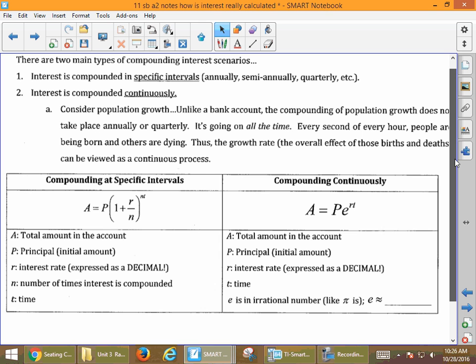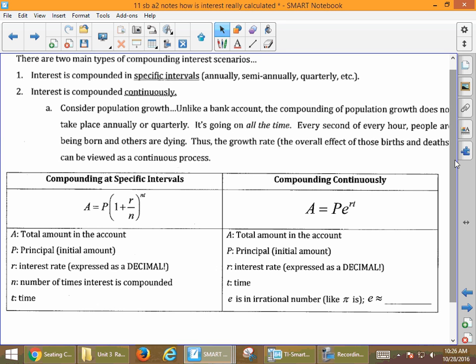There's actually two types of ways to calculate interest. The one that we just did, interest is compounded in specific intervals: annually, semi-annually, quarterly, monthly. And when we use that, that's the formula that we just came up with. And A is the total amount in the account.